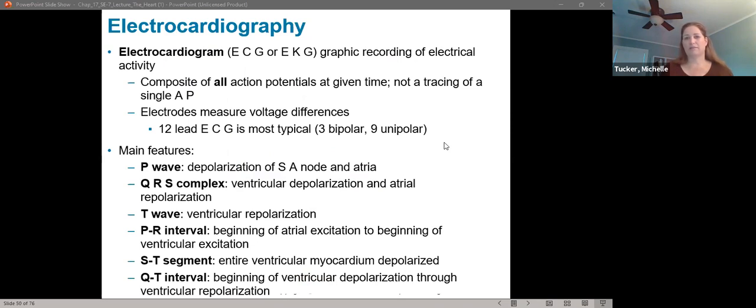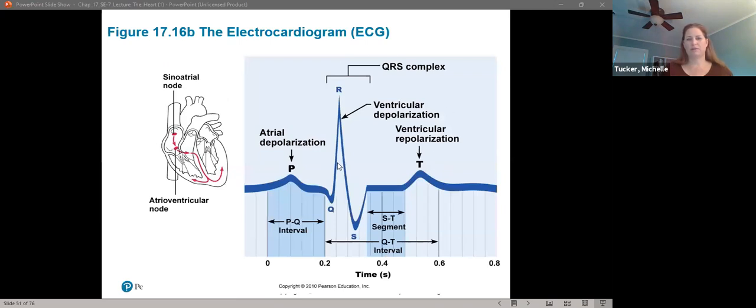ECG is covered in lab, so I'm not going to really go over it too much. You do need to know pretty much this graph. You need to be able to identify the wave pattern as well as the events that are associated with that pattern.